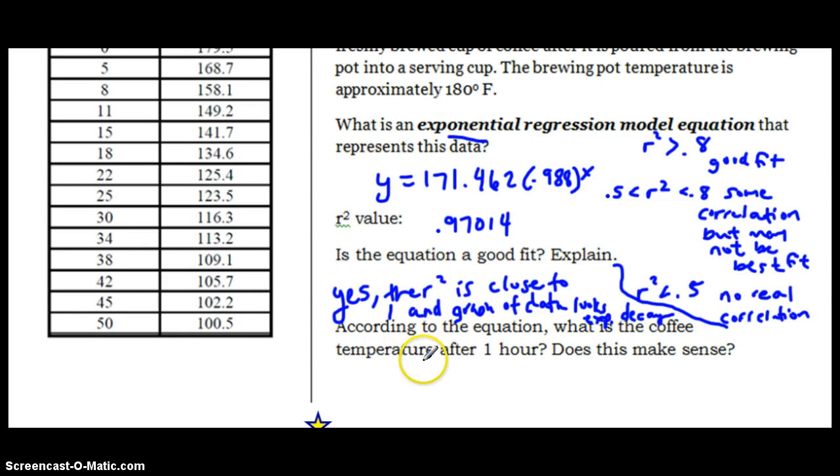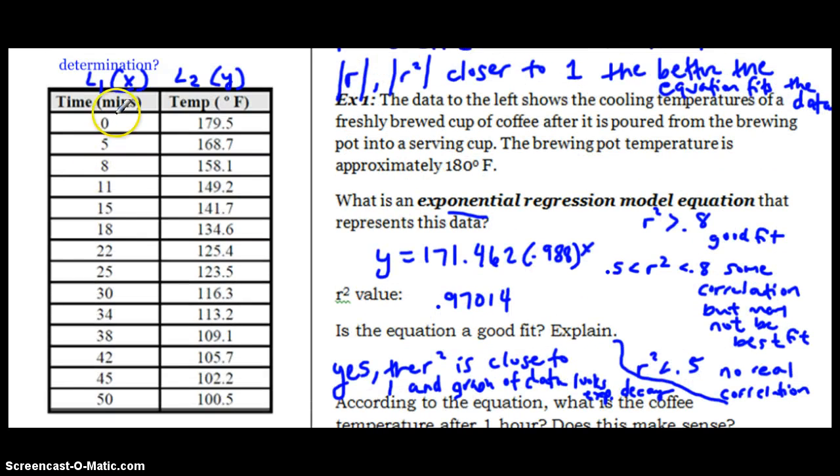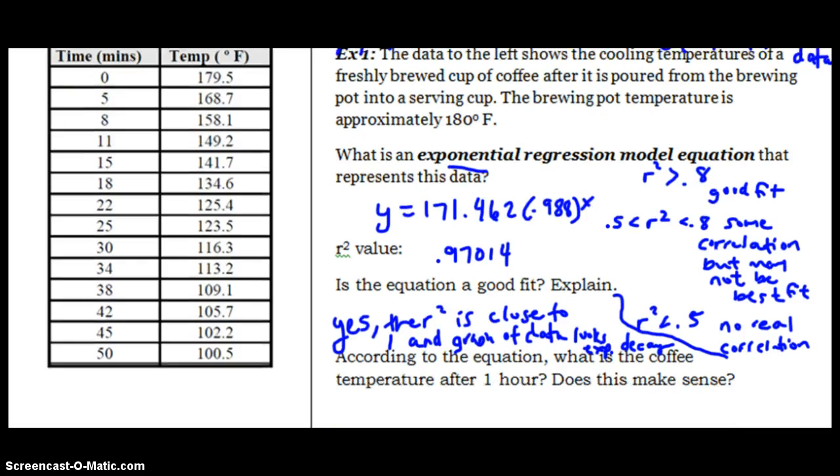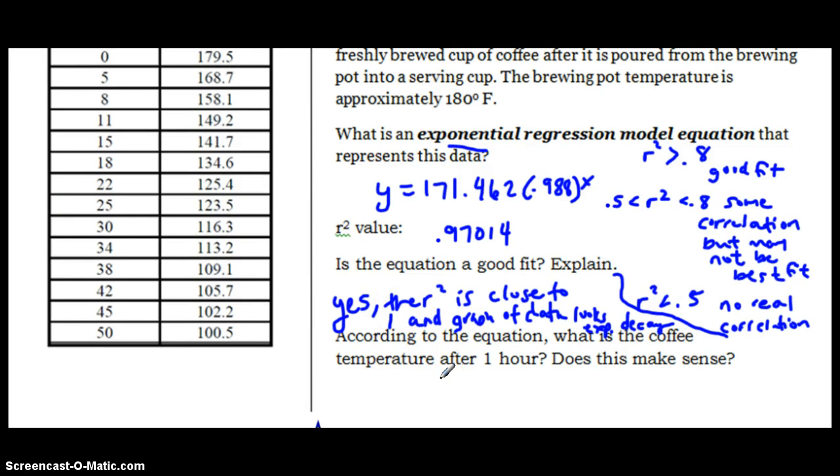Okay, so according to the equation, what is the coffee temperature after an hour? So now we're going to use our equation to make a prediction. So temperature after an hour means we're talking about the x data. So they want us to input x data to find the y. And our x data is in minutes, so we have to convert 1 hour to minutes, so that would be 60 minutes, and then plug into our equation and see if it makes sense. So go ahead and do that. Put x equals 60 and plug in to our equation.